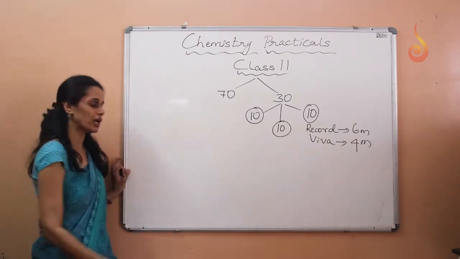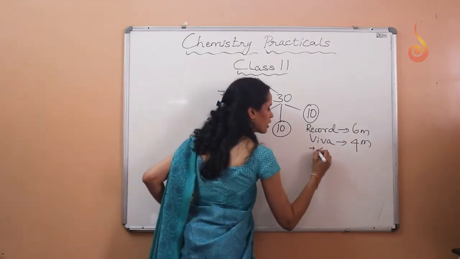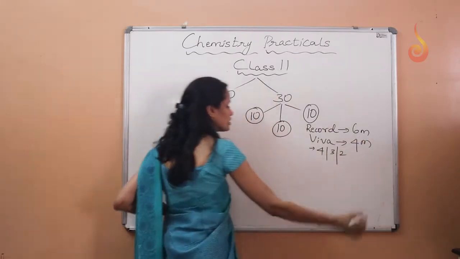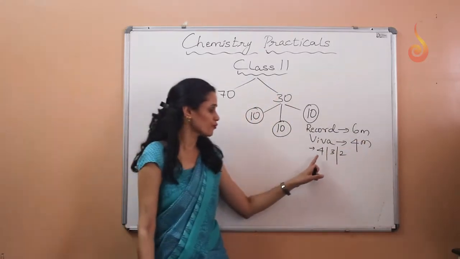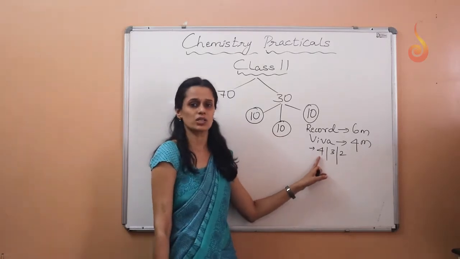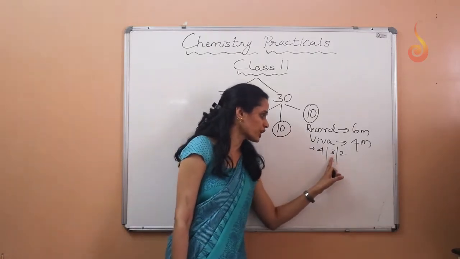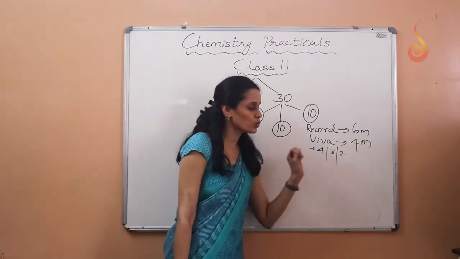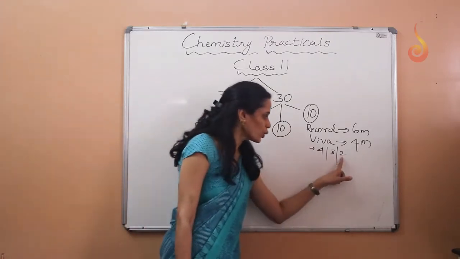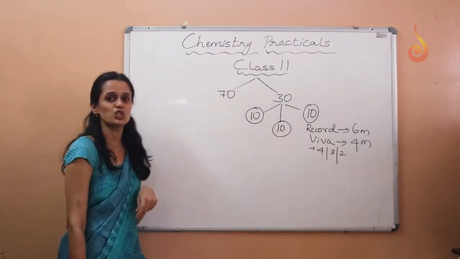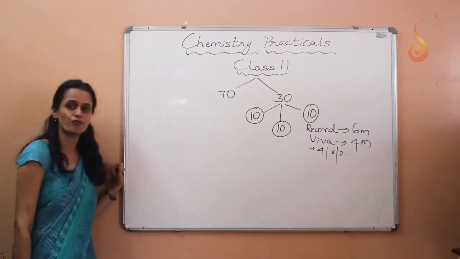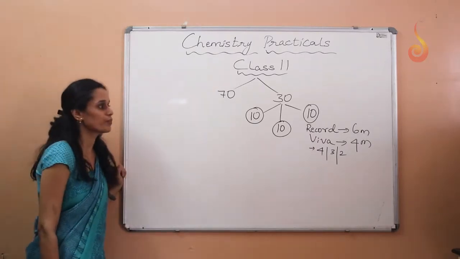In case of viva, there is a chance of asking 4 questions, or 3 questions, or only 2 questions. If 4 questions are asked, each question carries 1 mark. If 3 questions are asked, then 1 question carries 2 marks and the remaining 2 questions carry 1 mark each. And if only 2 questions are asked, each question carries 2 marks. This is how marks have been differentiated for class 11 practicals.